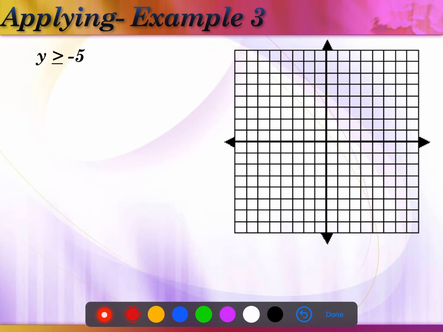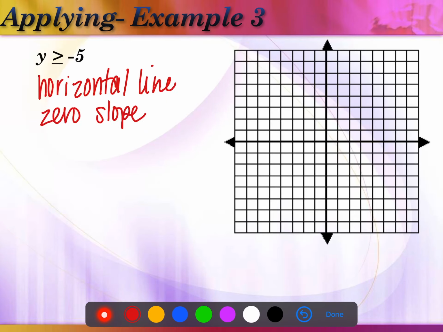Now, x is greater than -5. This is one of your special case lines. This is a horizontal line, because this has a 0 slope. So we're going to find -5. It goes on the y-axis. And looking at my inequality symbol, that says it should be a solid line. So I want to put a solid line through only the y value of -5.